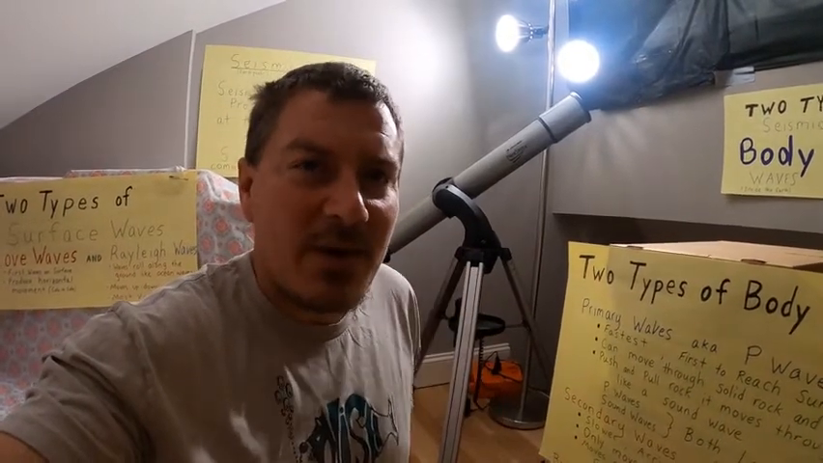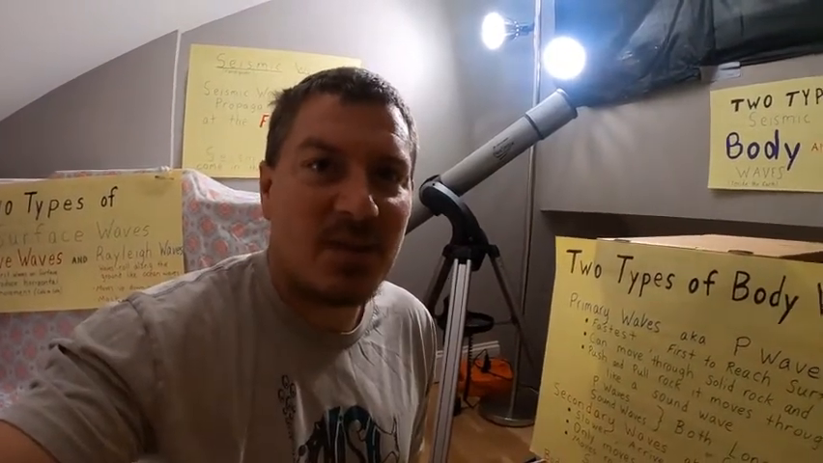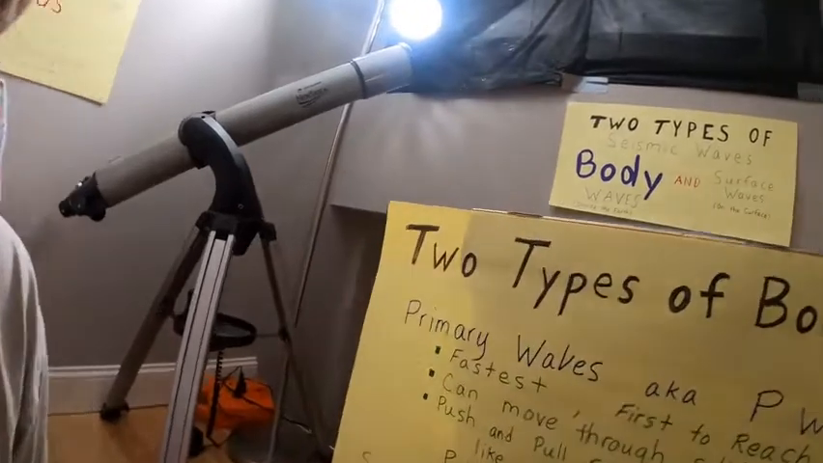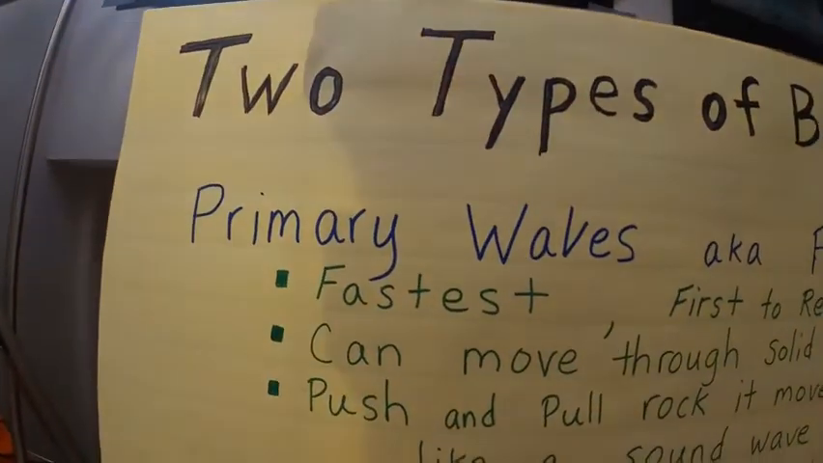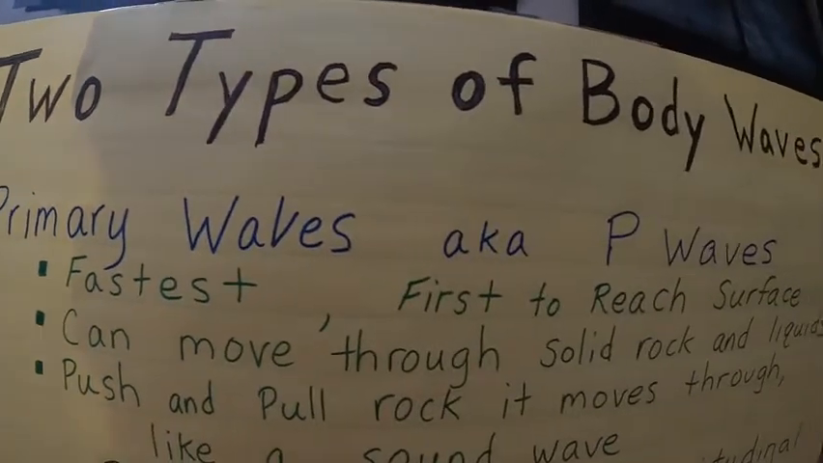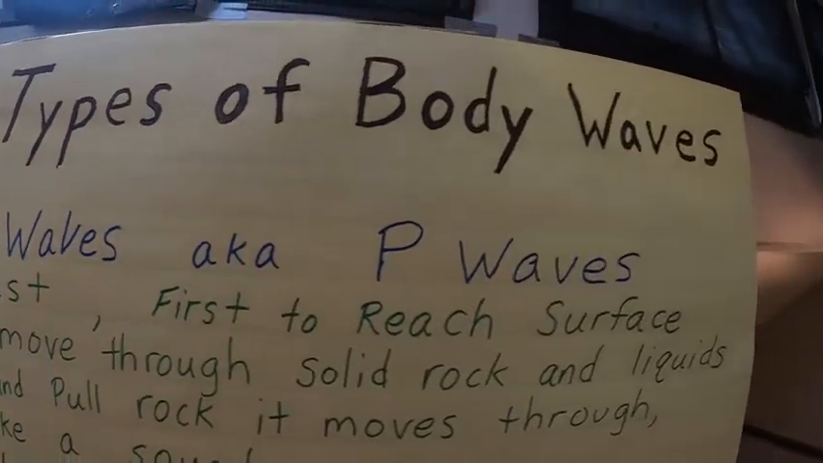earth. Why would a P wave get to the surface before the other type of body wave? Well, the answer's got to be that it's going faster. So P waves are the fastest of the two types of body waves, and that makes them the first to reach the surface.